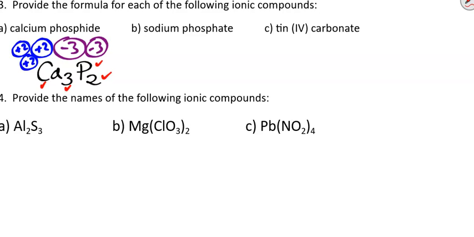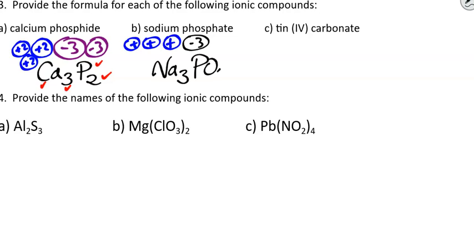Symbol, subscript, symbol, subscript. So phosphide, because you'll notice right beside it is sodium phosphate. Okay, so we'll do our metal here. Sodium is a +1. Phosphate has a charge of -3. So that means it's going to be 3 sodiums to 1 phosphate, which is going to give us a formula of Na3PO4.